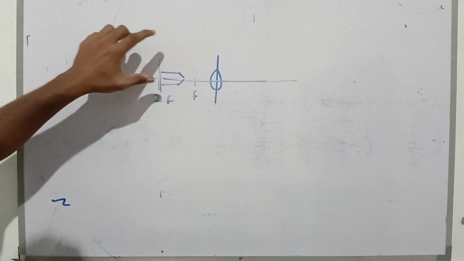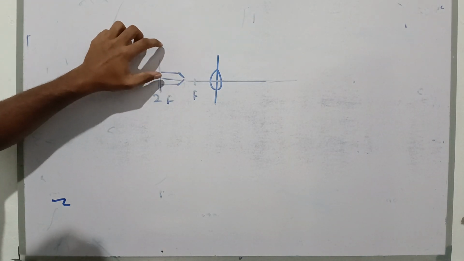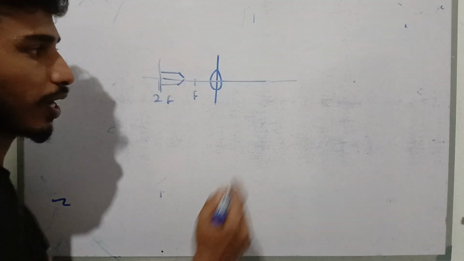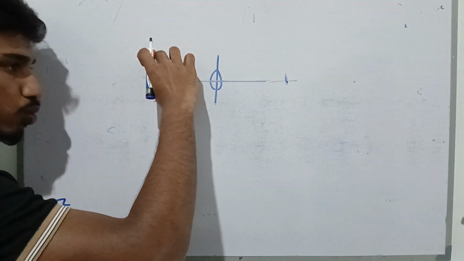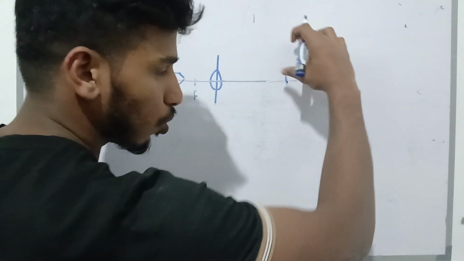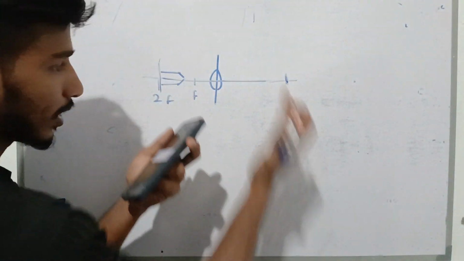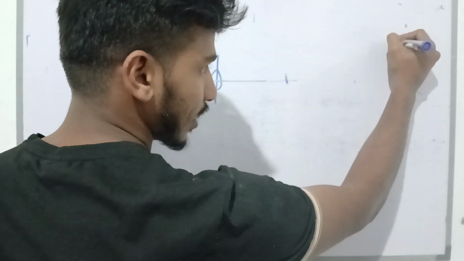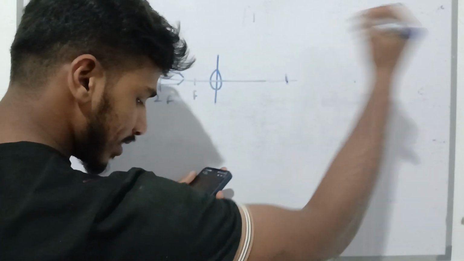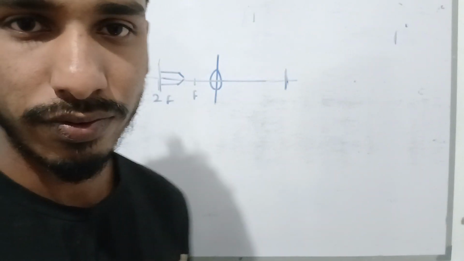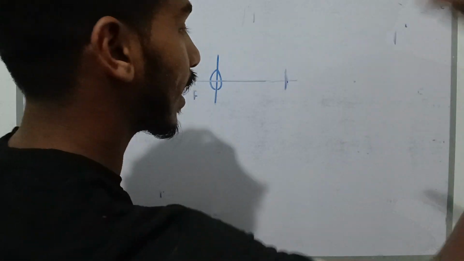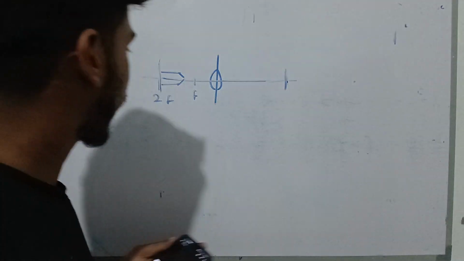So when you place an object at 2f, its image will also be produced at 2f, right? I think you should remember that. When you place an object at 2f, its image also will be produced at 2f. So the ending part of our pencil should be at this side, 2f. It should be at the other side, 2f. Now pay attention to this part.